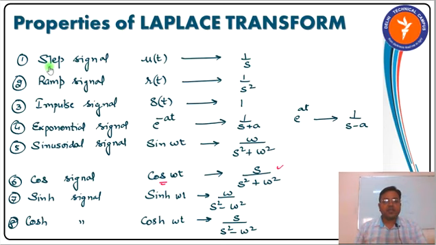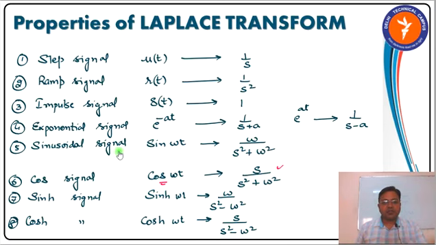Then we discussed the Laplace transforms of some common signals. We discussed the Laplace transform of the step signal, u of t, which will have a Laplace transform of 1 by s. Similarly, the ramp signal r of t will have a Laplace transform of 1 by s square. The impulse signal delta t will have a Laplace transform equal to 1. The exponential signal e raised to power minus at will have a Laplace transform of 1 divided by s plus a. And similarly, if it is e raised to power at, then it will be 1 divided by s minus a.